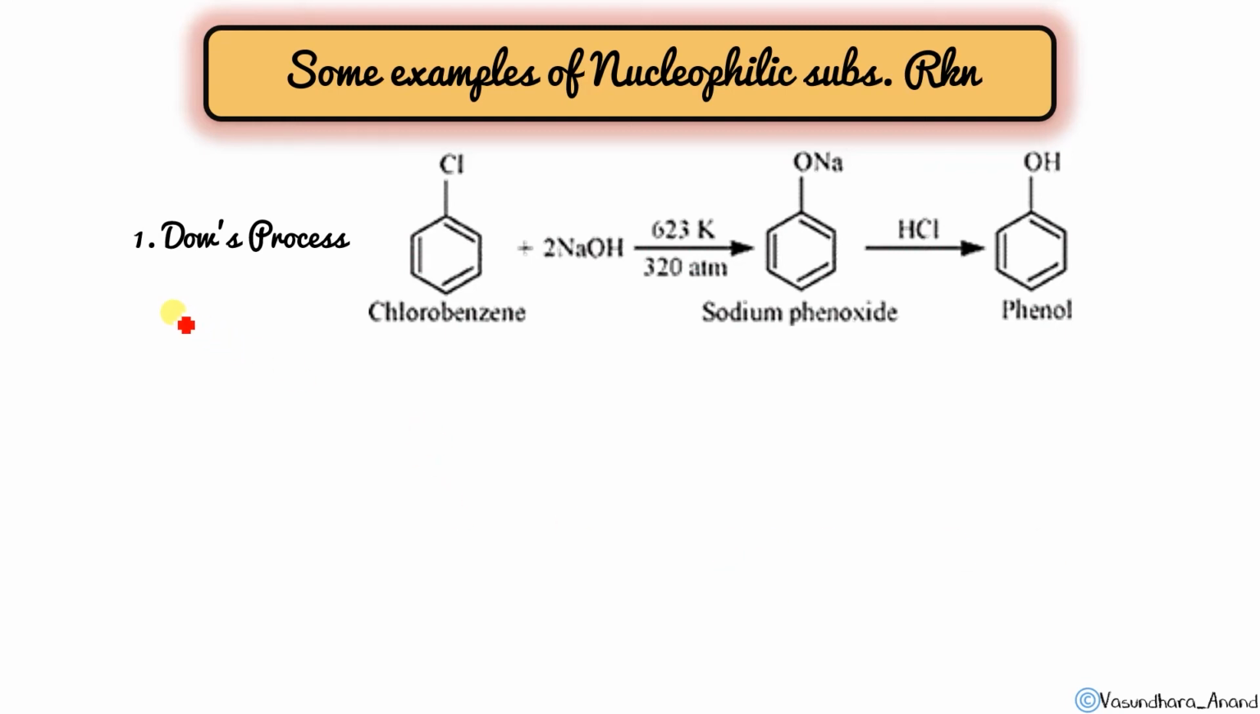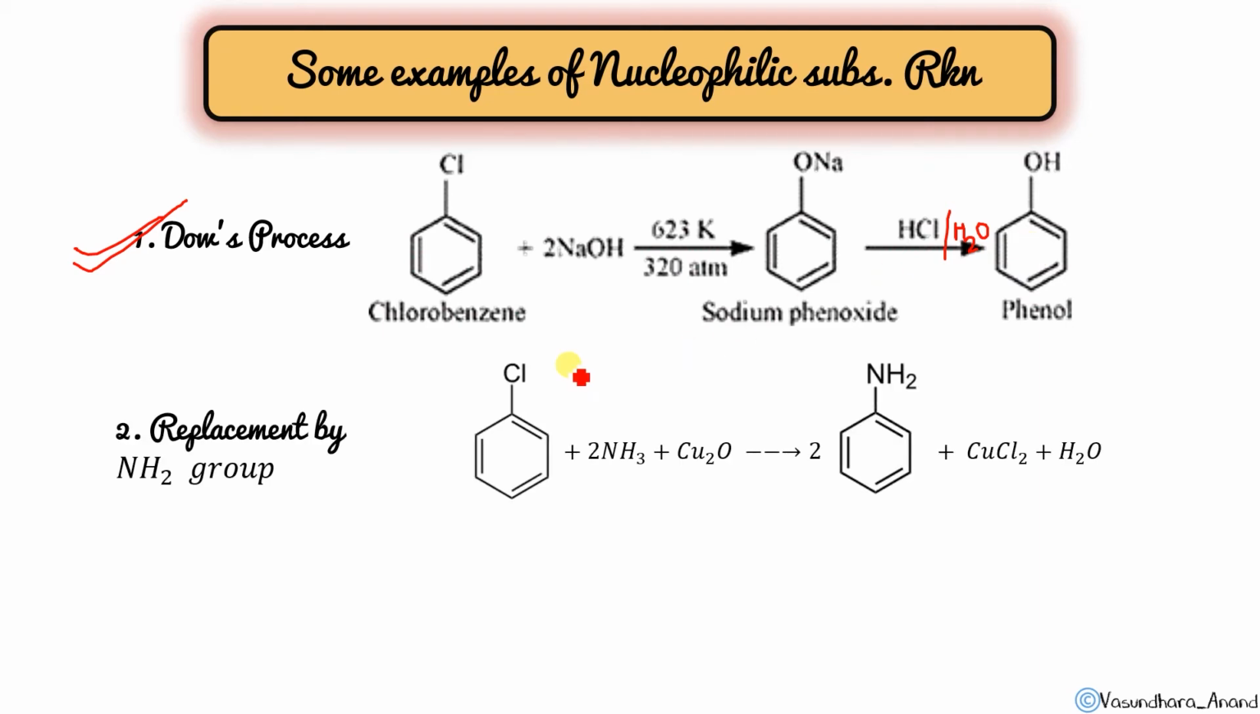You have done it, yes. So when chlorobenzene is subjected to very high temperature and high pressure in the presence of a strong base, it first gives sodium phenoxide, which on further hydrolysis in the presence of an acid gives phenol. Yes, this is hydrolysis, we say. Got it? So this is the Dow process.